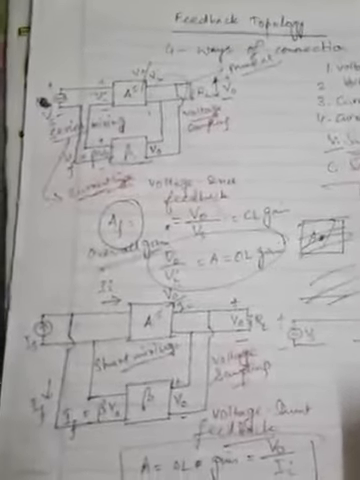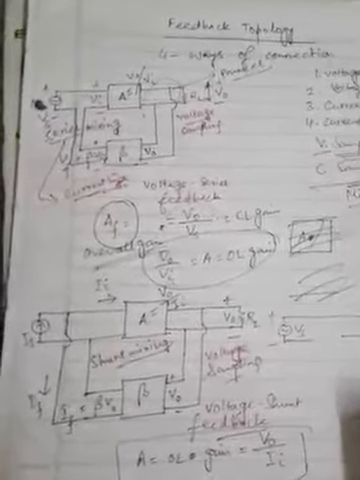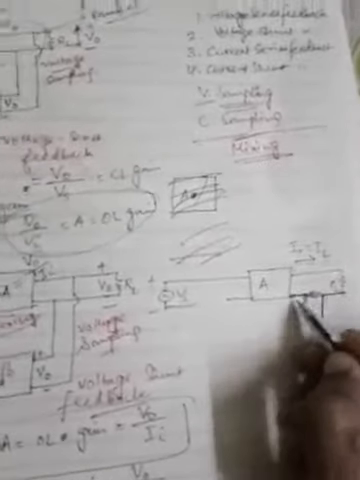Now we are just segregating this output line in two paths, one via this one, and another via this one.